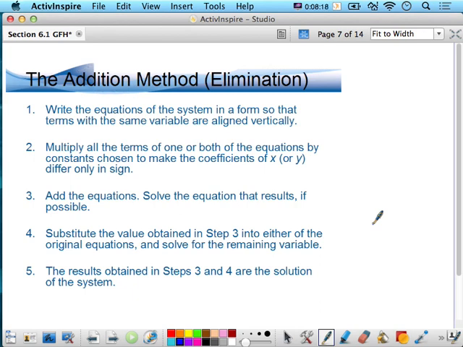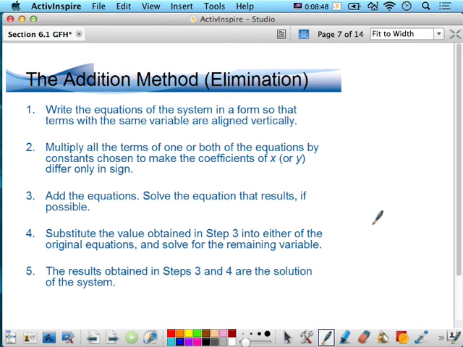And we do that by multiplying through both sides of the equation by a number that we can just kind of make up. It can be any number you want and you can multiply by it. After we do that and get one of the variables equal but opposite, we add the equations together and solve the equation that results if possible. Meaning, it could be no solution, and we'll look at some of those along the way as well. But if it's possible, solve that equation. Then you will know one of your ordered pairs.